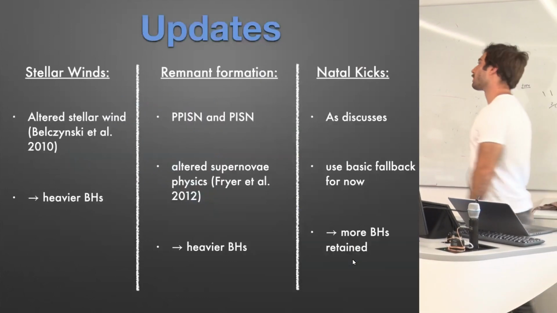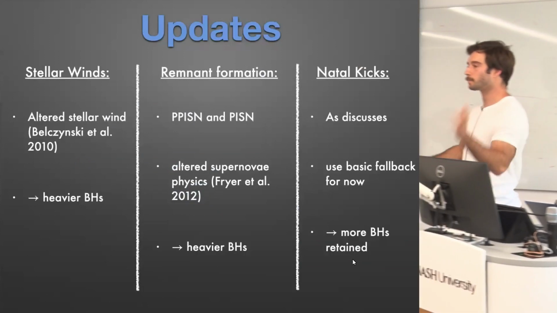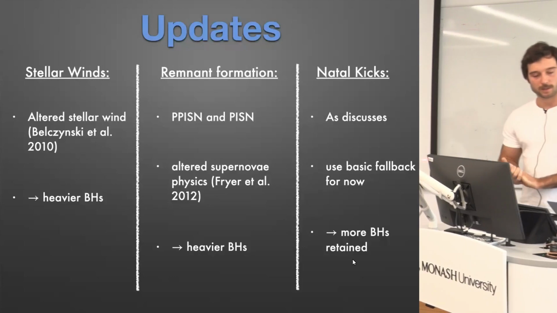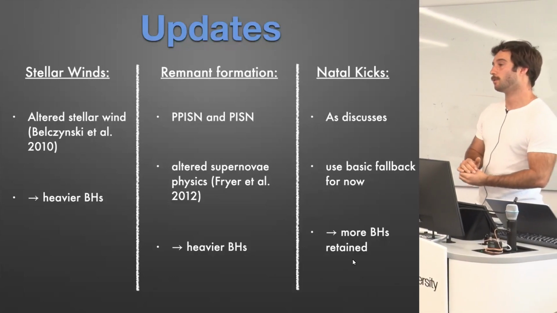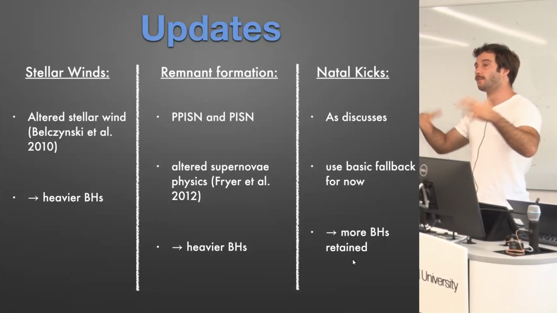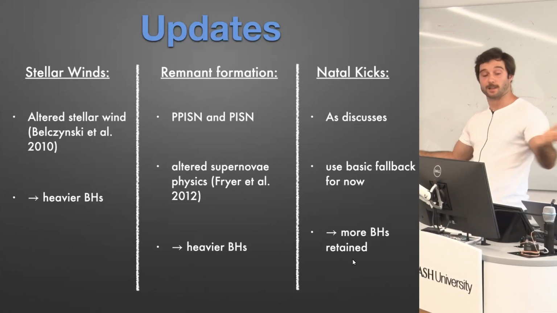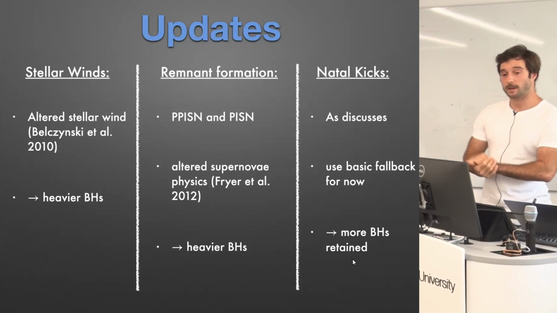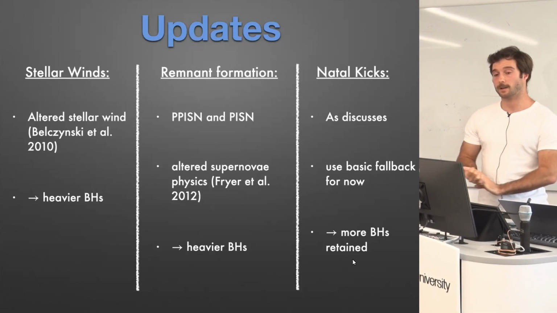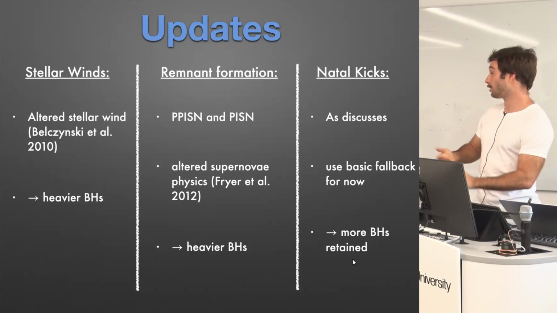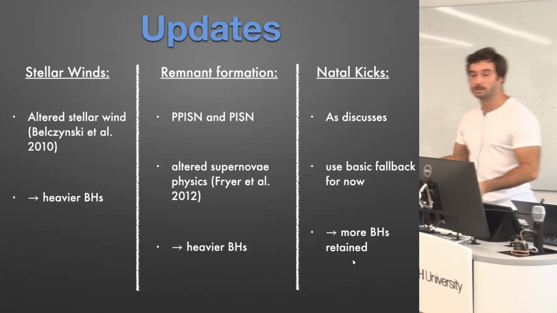So these updates have three different categories. The first one is stellar winds. As stars just sit there and evolve, they're constantly shedding material through what's known as stellar winds. So I altered the stellar wind prescriptions based on Belczynski 2010. This leads to, among other things, heavier black holes.